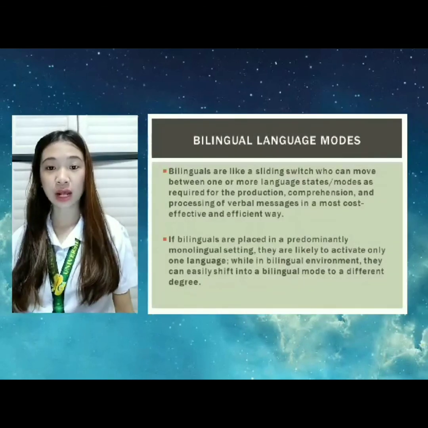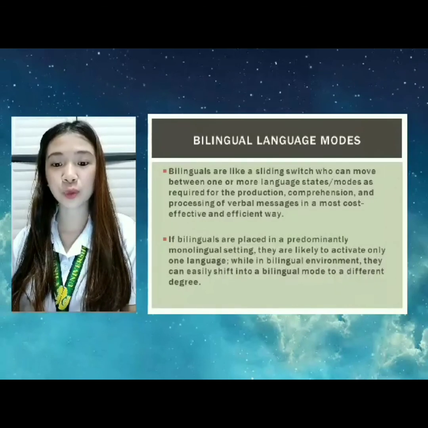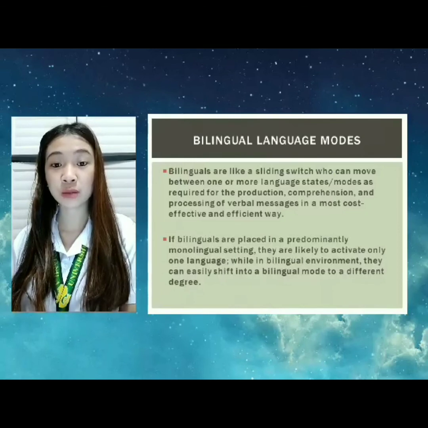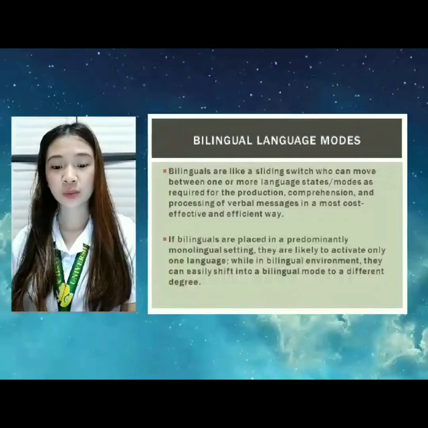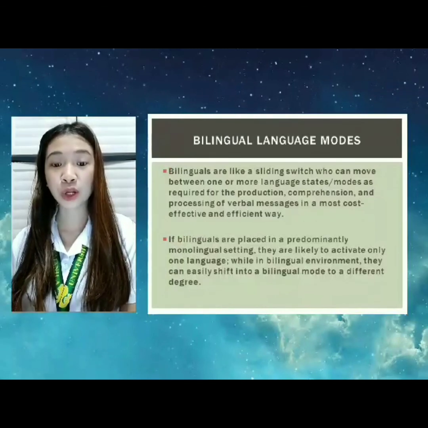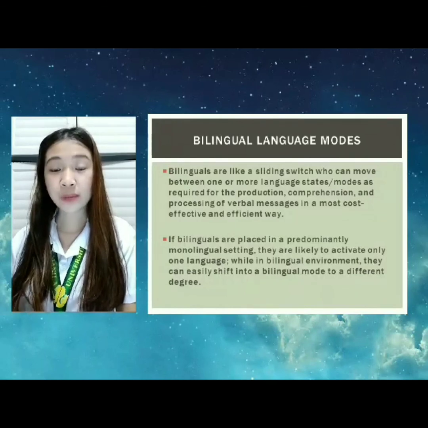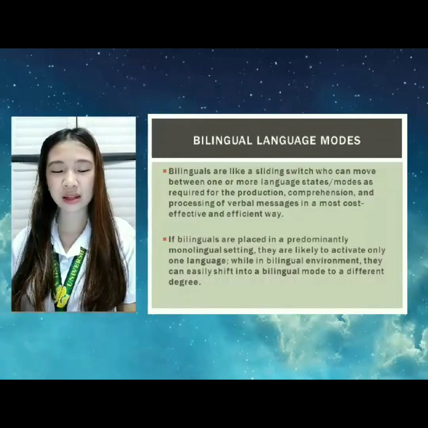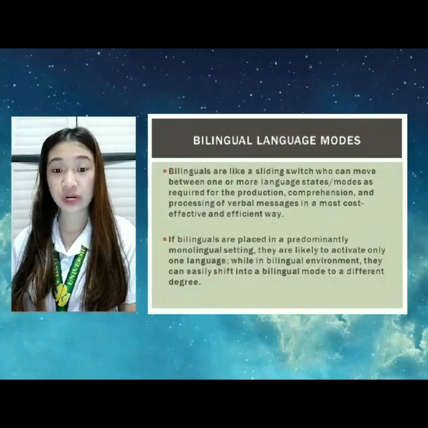Next is bilingual language modes. Language modes are states required for production, comprehension, and processing of verbal messages in the most cost-effective and efficient way. If bilinguals are placed in a predominantly monolingual setting, they are likely to activate only one language, while in a bilingual environment, they can easily shift to a bilingual mode to a different degree.